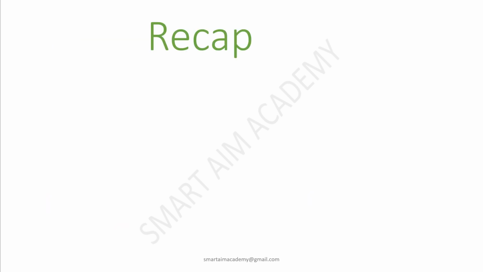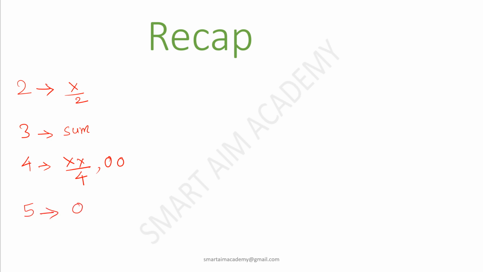Next, recap. First, the 2 divisibility rule. What is the 2 divisibility rule? The unit digit should be divisible by 2. Next, the 3 divisibility rule: the sum of all digits should be divisible by 3. Next, the 4 divisibility rule: the last 2 digits should be divisible by 4, or be 2 zeros. Next, the 5 divisibility rule: the unit digit should be 0 or 5.